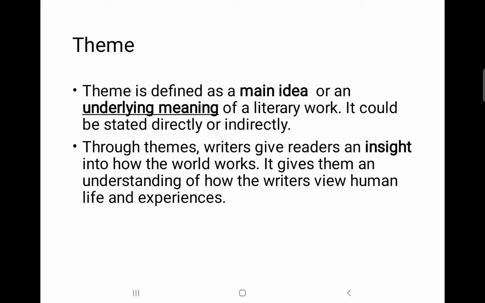Theme is defined as a main idea or an underlying meaning of a literary work. It could be stated indirectly or directly. Through themes, writers give readers an insight into how the world works. It gives them an understanding of how the writers view human life and experiences.